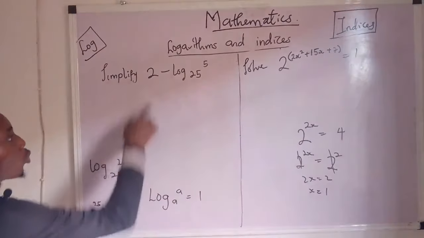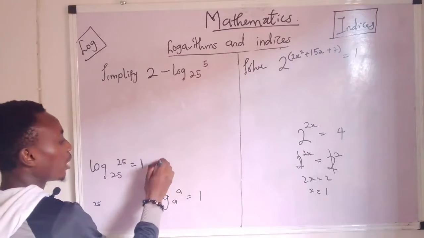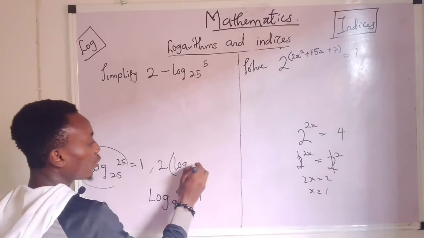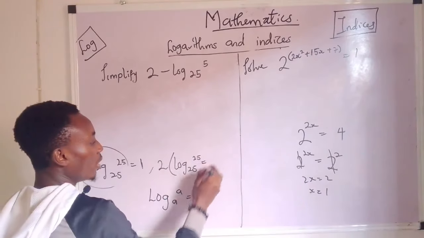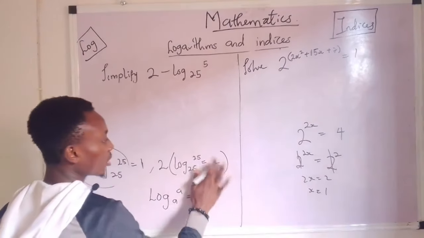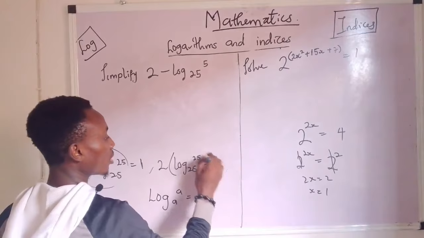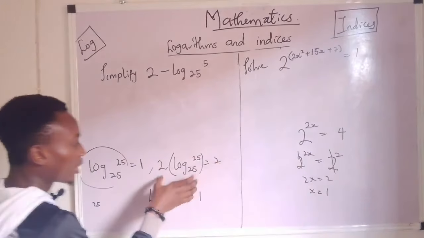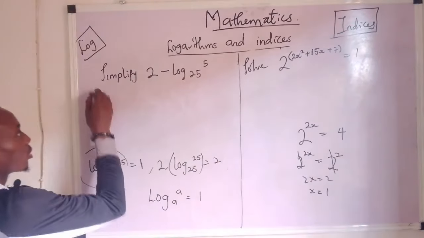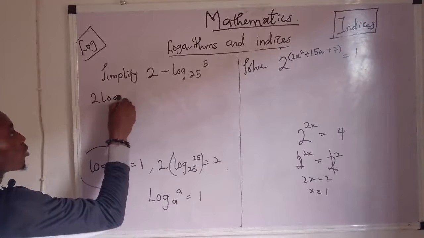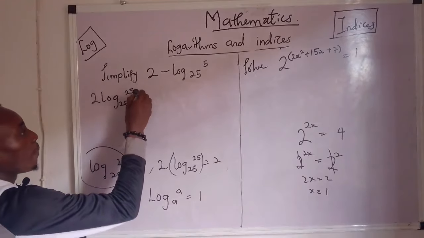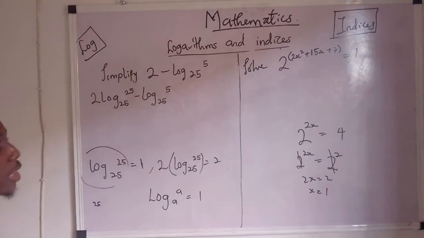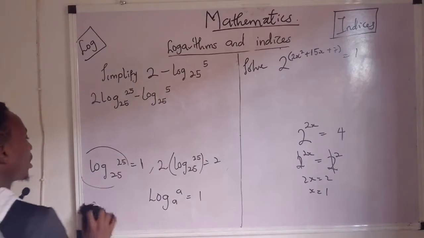Now, we have 2 here, not 1. So we can safely say that 2 times log 25 to the base 25 is equal to 2, right? Now, replace this one with this. You would have 2 log 25 to the base 25 minus log 25 to the base 5. Now, is it making sense, Abby? Okay.